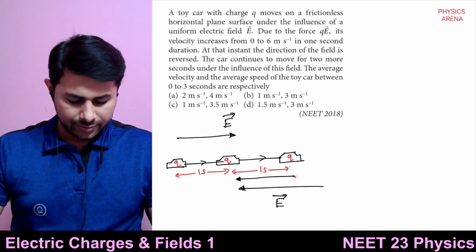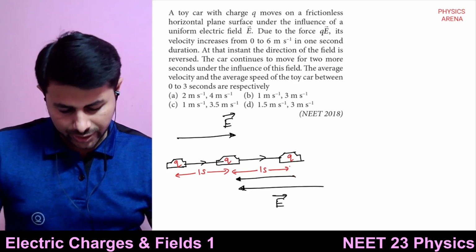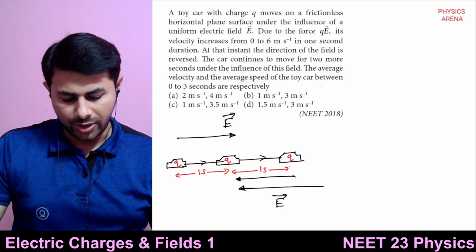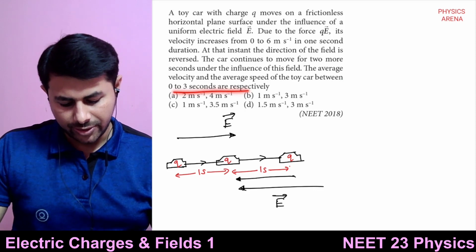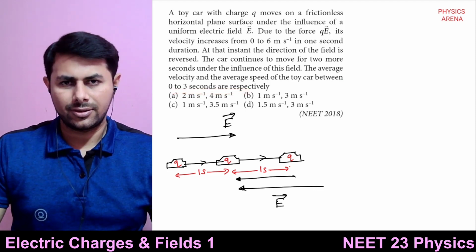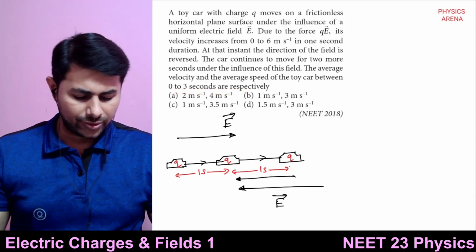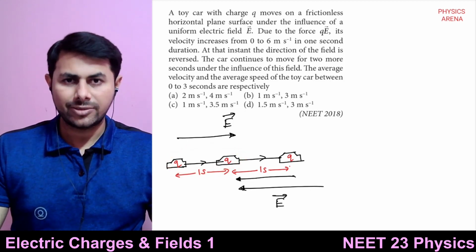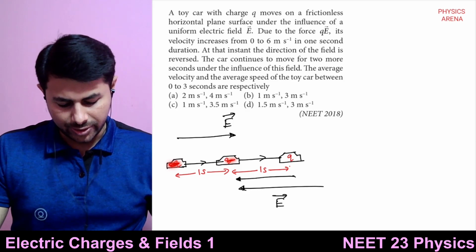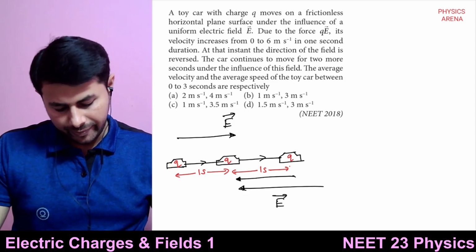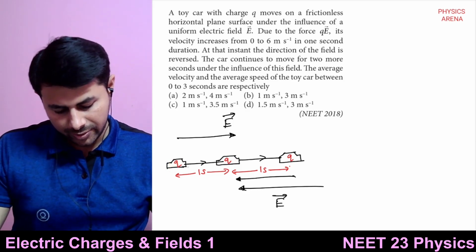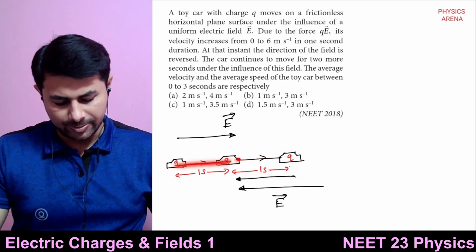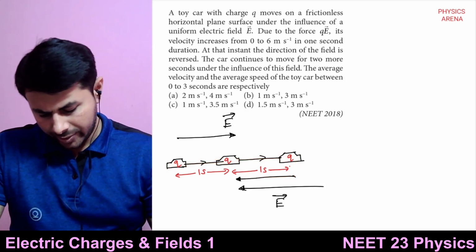Now the question is the average velocity and the average speed of the toy car between 0 to 3 seconds. To find the average velocity, we need to find this displacement. The car moves from here to here. And to find the average speed, we have to find the distance. The total distance is 3 times this displacement. So let's do that.